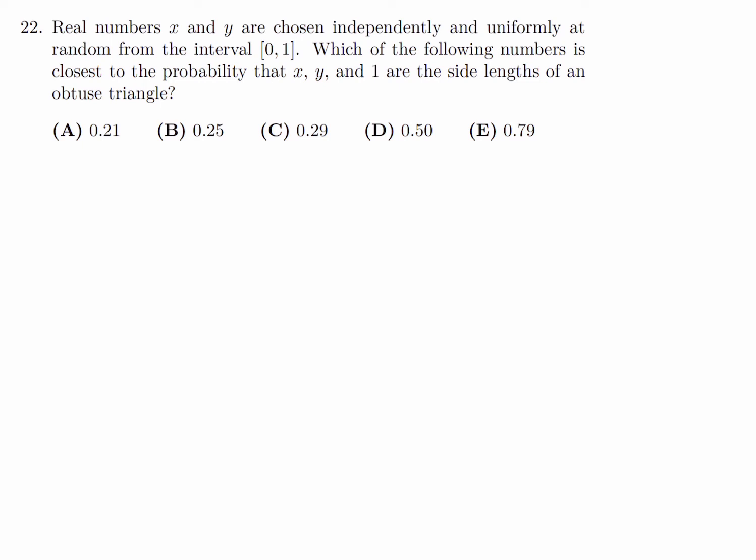Real numbers x and y are chosen independently and uniformly at random from the interval 0, 1. Which of the following numbers is closest to the probability that x, y, and 1 are the side lengths of an obtuse triangle?